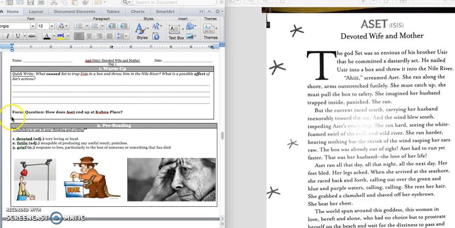In the small group with me, you're going to focus on how does Aset end up at Kubna Place. But right now we need to focus on these three vocabulary words. The first one is devoted. That means you're loving or loyal. And this person in the middle is devoted to their country because they are voting.